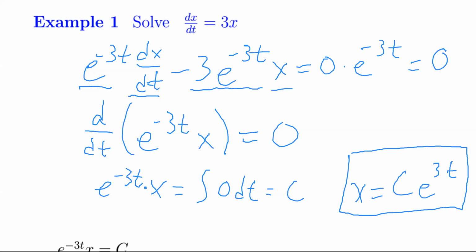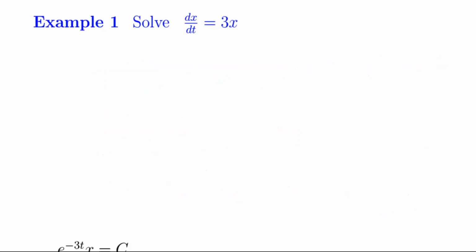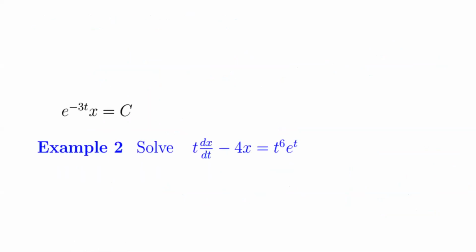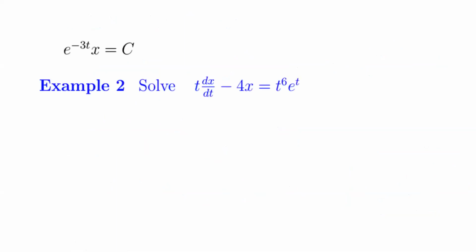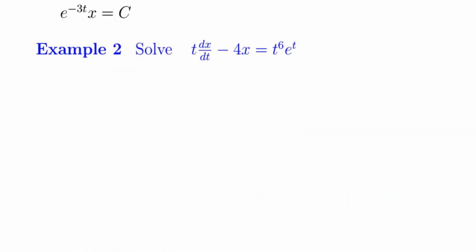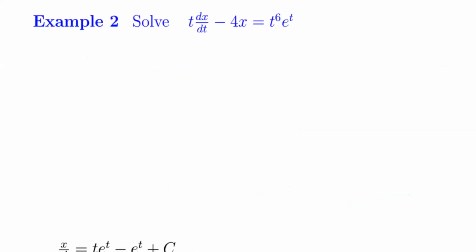All right. So let's go ahead and move on down and do another example. And we see that we have the answer written here, e to the negative 3t x is equal to c. So we just wrote out the answer before we divided through. I would prefer you to go ahead and divide through and write x is equal to c divided by e to the negative 3t, which is the same as c e to the positive 3t. Okay, so we're going to do that same thing again for one more example here.